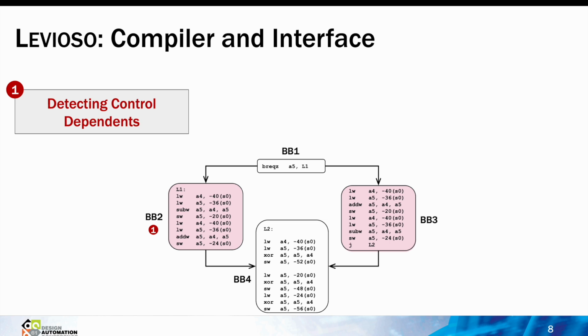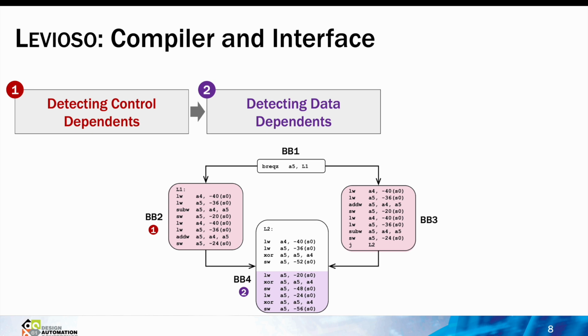In this example, the reconvergence point of the branch in basic block 1 is basic block 4, and all instructions in basic block 2 and basic block 3 are considered as control dependent. In the second step, we detect the data-dependent instructions, which includes all the instructions after the reconvergence point, where their input data can be different based on the path executed after the branch. In this example, we have marked the instructions in basic block 4 that are data-dependent.